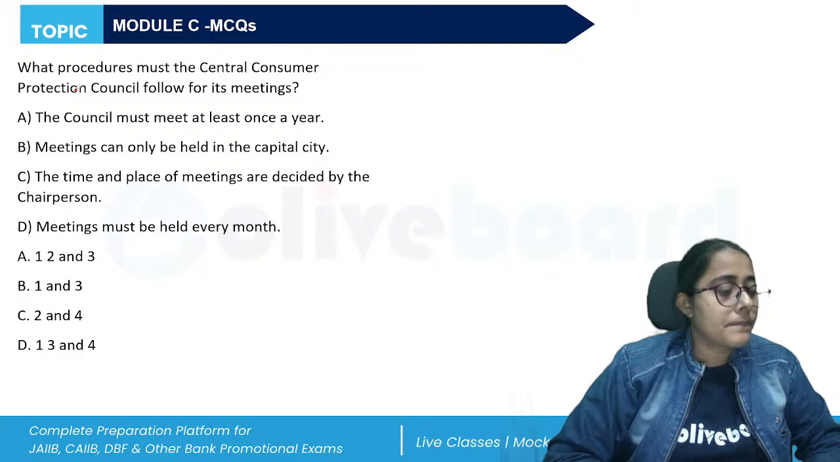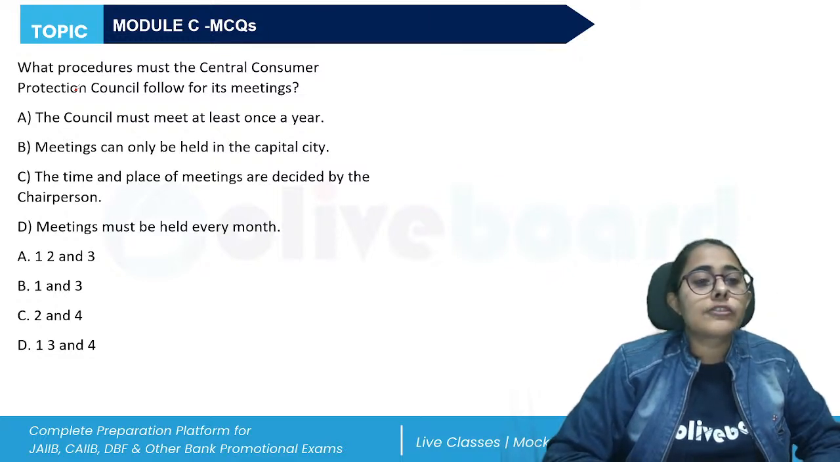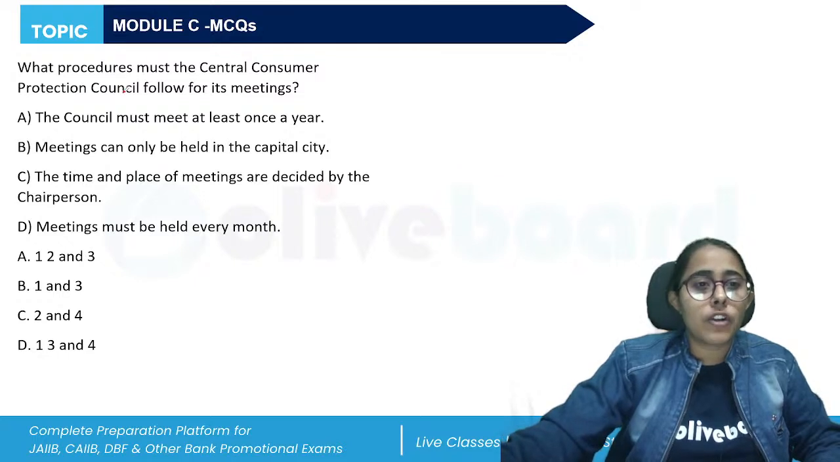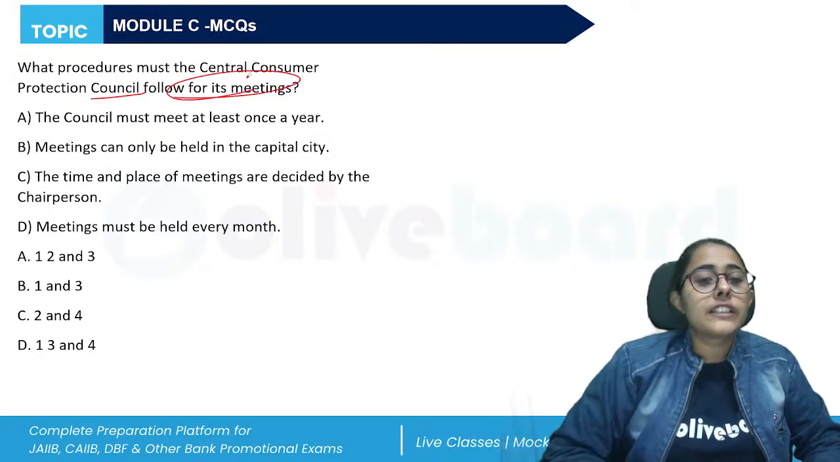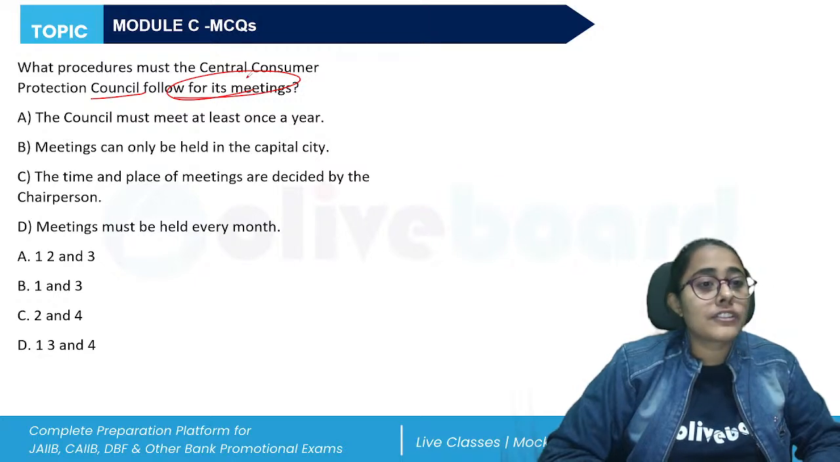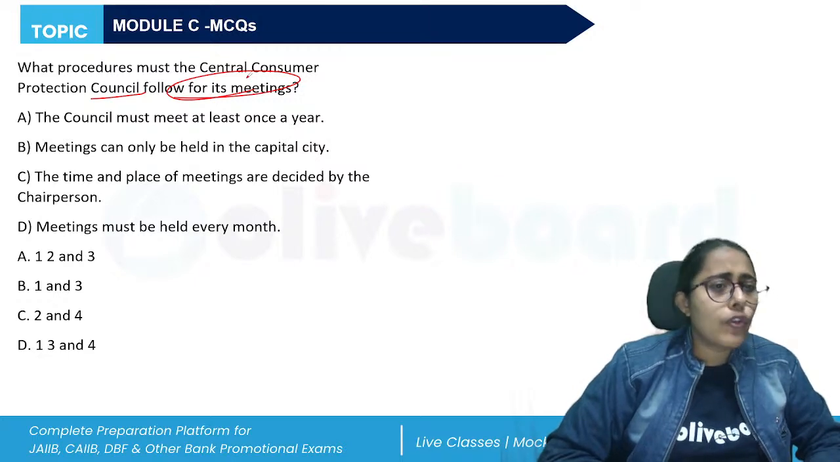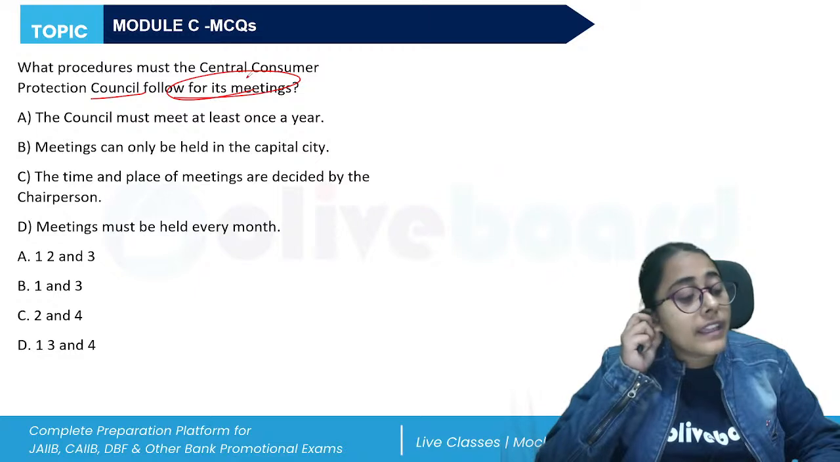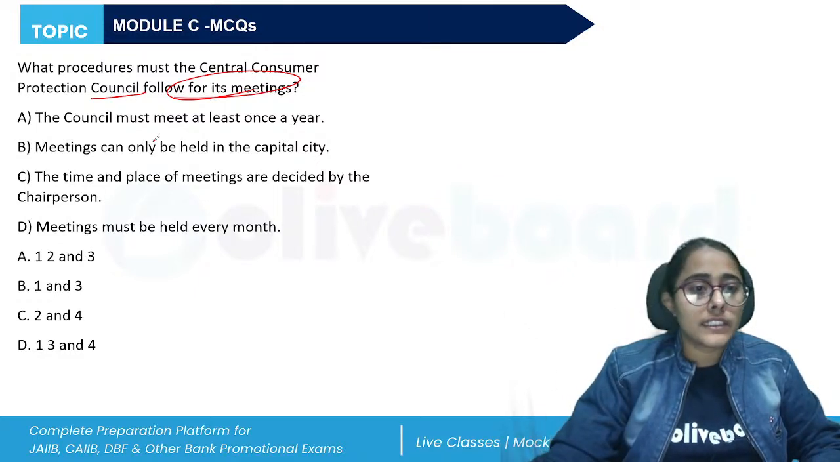All right. Moving on. The next question says, what procedures must the Central Consumer Protection Council follow for its meeting? So the Central Consumer Protection Council is set up for the protection of consumer rights and other issues. So what procedure must they follow when they are conducting the meetings? The council must meet at least once a year. Meetings can be held only in the capital city. The time and place of the meetings are decided by the chairperson, and the meetings must be held at least every month.